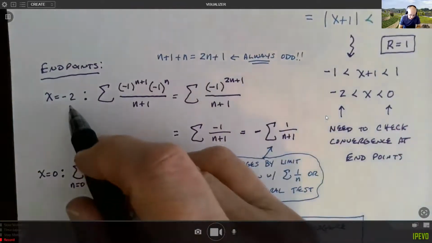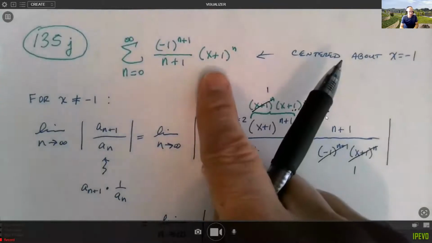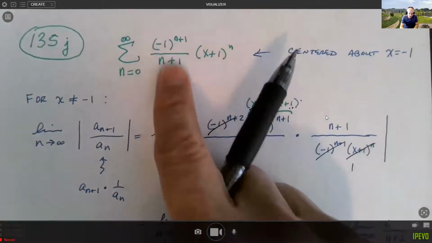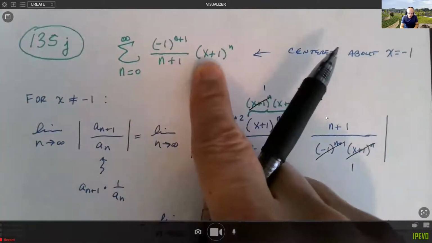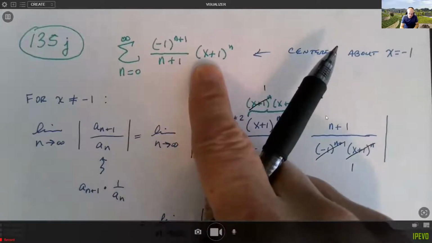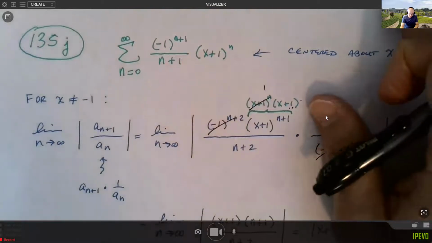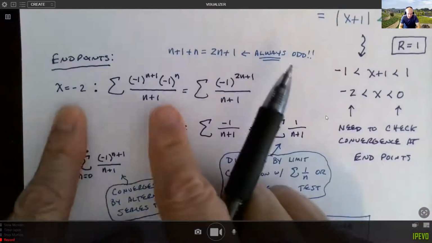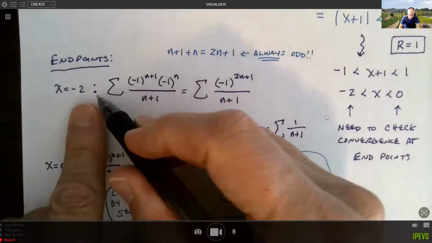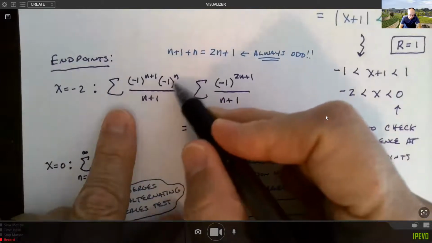If I plug in -2, and again, where am I plugging in? Go all the way back up to the original thing here, right? So the only thing, this is all the same. I get -2 plus 1, that's -1 to the n power. And so that's what I get. When I replace x with -2, I get this extra -1 to the n up here.